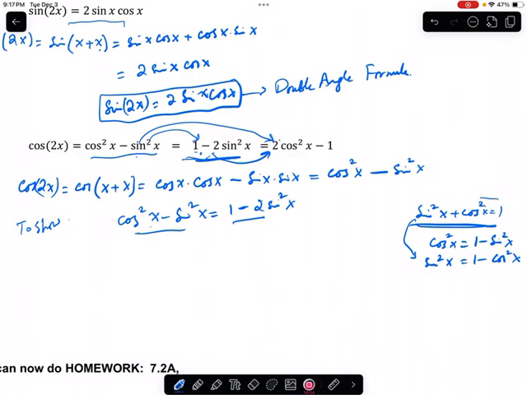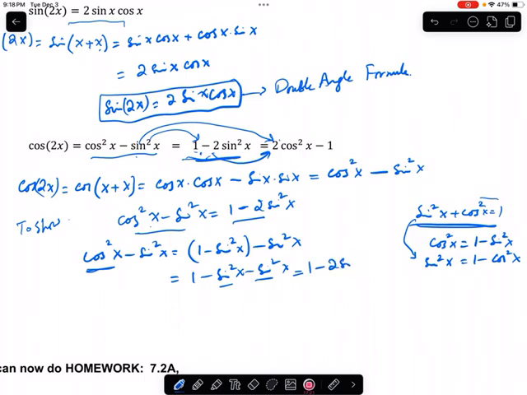So I am going to do that. I start with cosine square x minus sine square x, and now I am going to change this. Instead write 1 minus sine square x, keep the second term as it is, and you can see the parentheses are removed. These two terms combine, so I get 1 minus 2 sine square x. So I have shown the second identity.